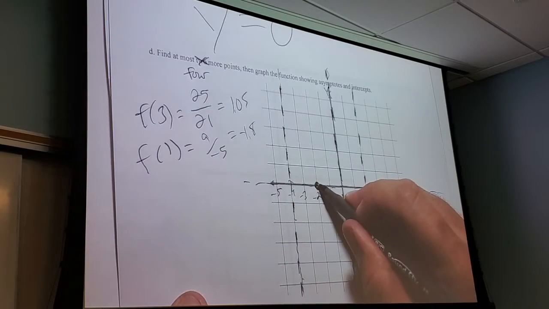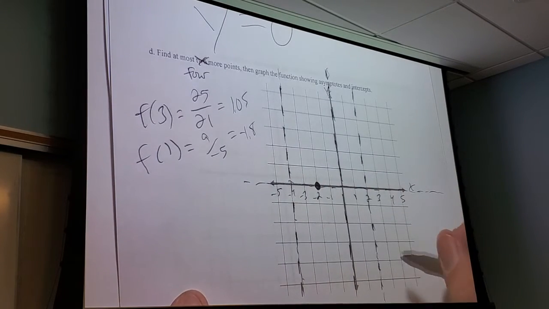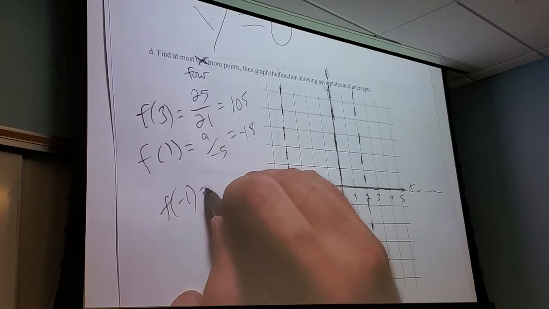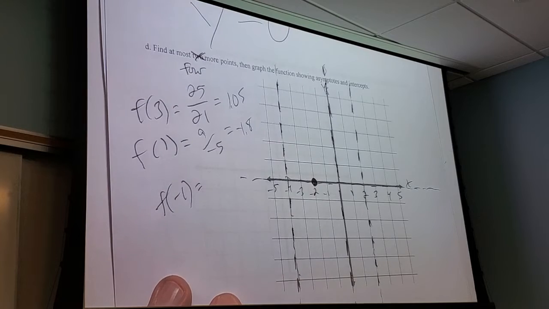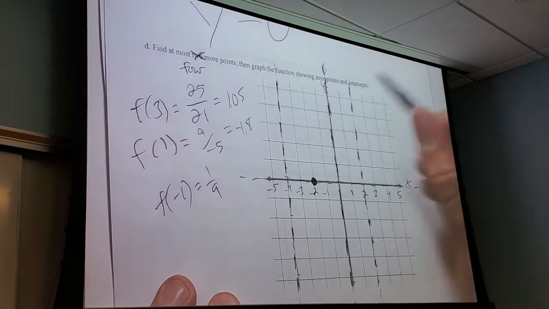Well, if I put -2, I get 0. I already know that. -1. Okay, so what do you get when you put a -1 in? I'll cut to the chase. I believe you get 1/9. Is that true?